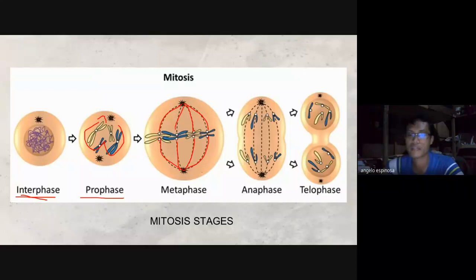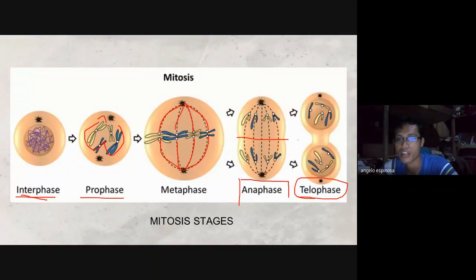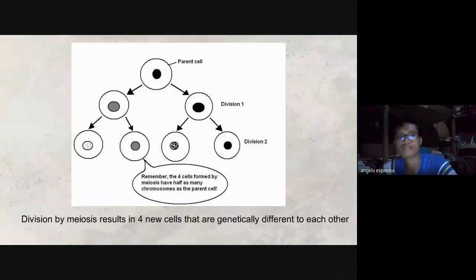Later on, ipapakita ko sa inyo ang video about the process of mitosis or the fertilization process. So yun, nagkakaroon ng division. A successful division can be found in the telophase. In the anaphase, wala pa siyang complete division. So in telophase, there is already a complete division, and the nucleus has already disappeared.